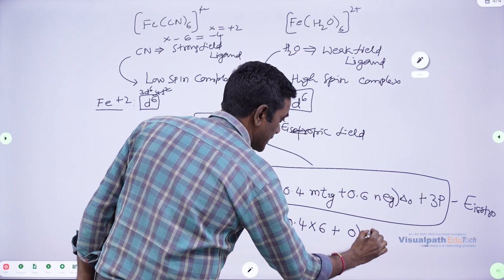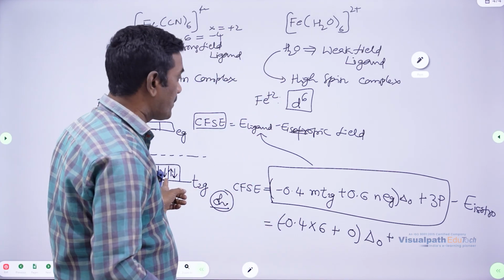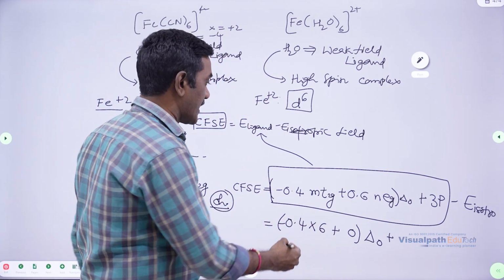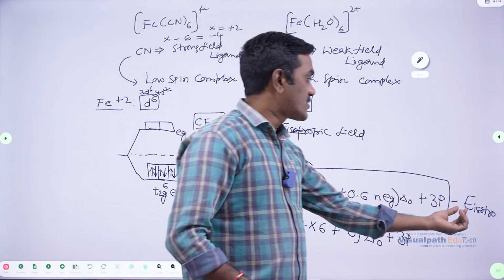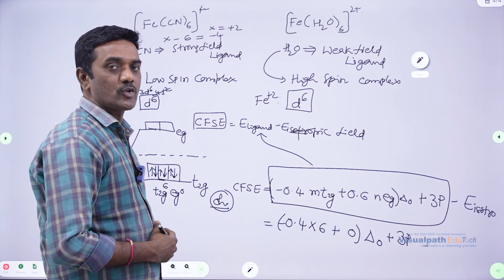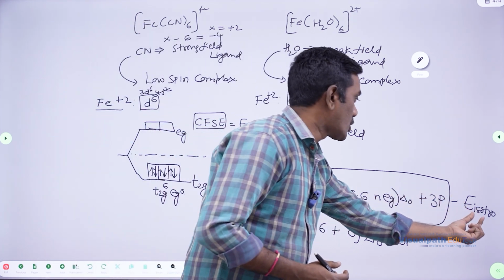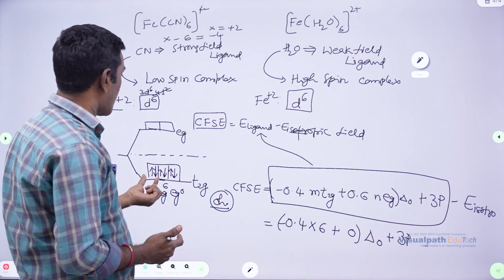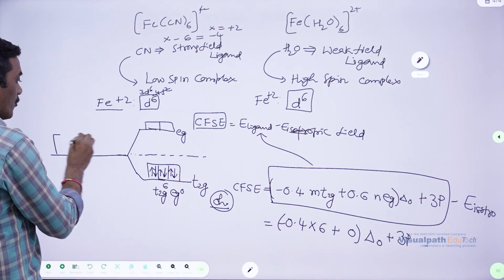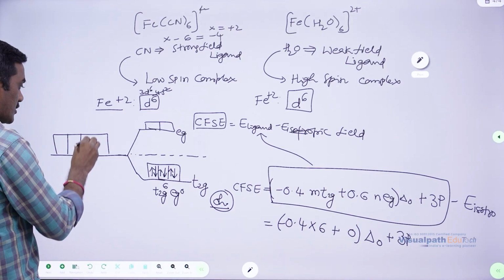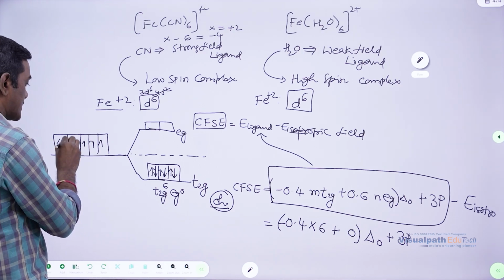Delta naught plus 3p, coming after pairing, right? After this one, 3p. Now what does isotropic mean? Isotropic field means before this, at the degenerate level. At the degenerate level, what is there? 1, 2, 3, 4, 1, 2, 3, 4, 5, 6.